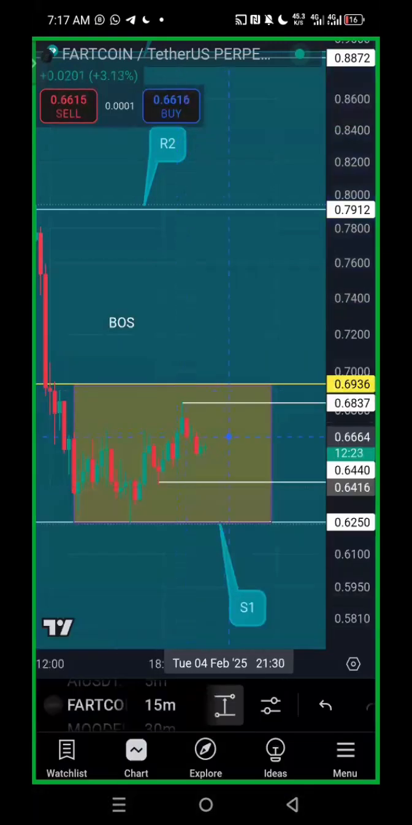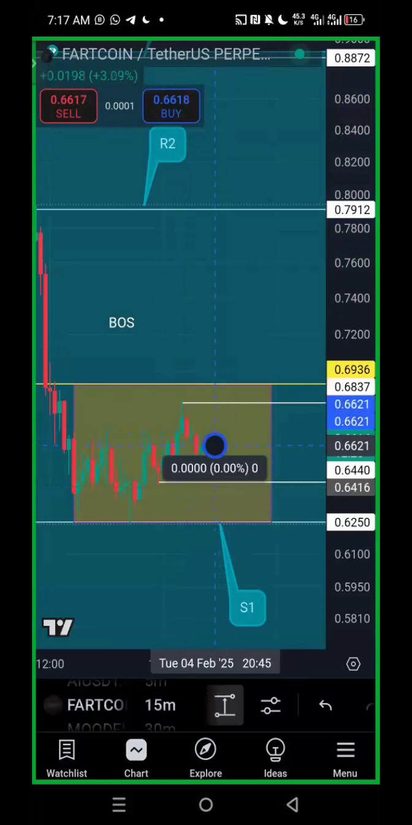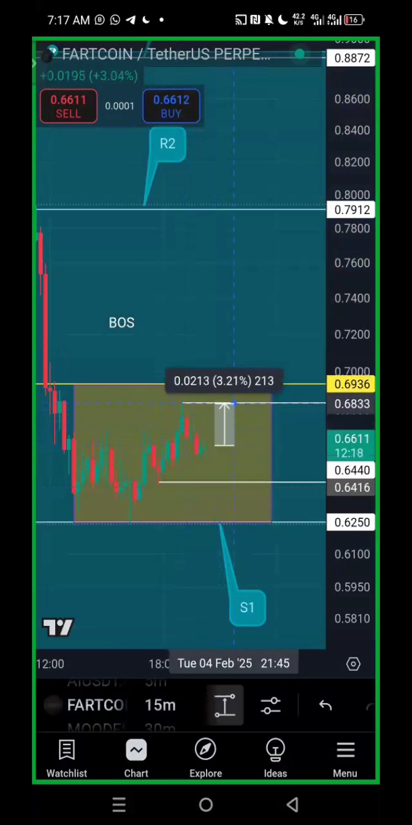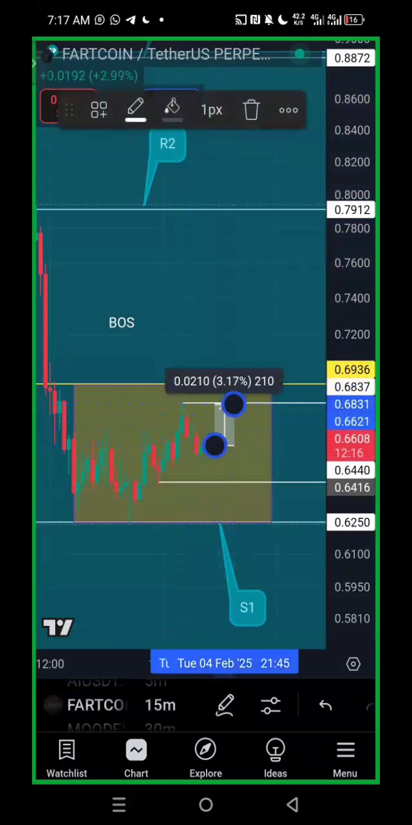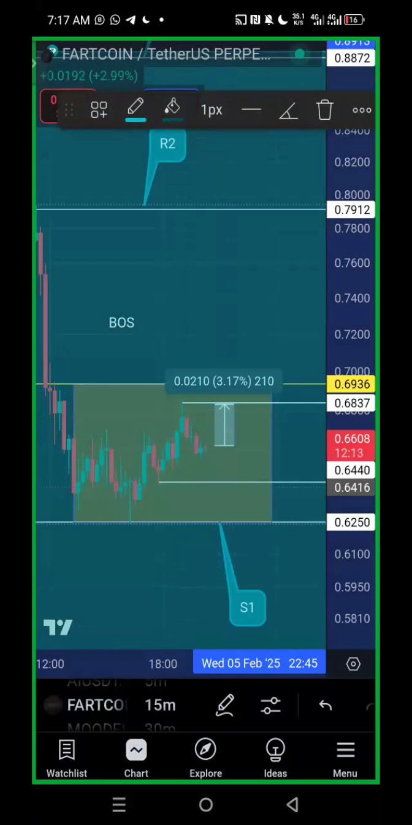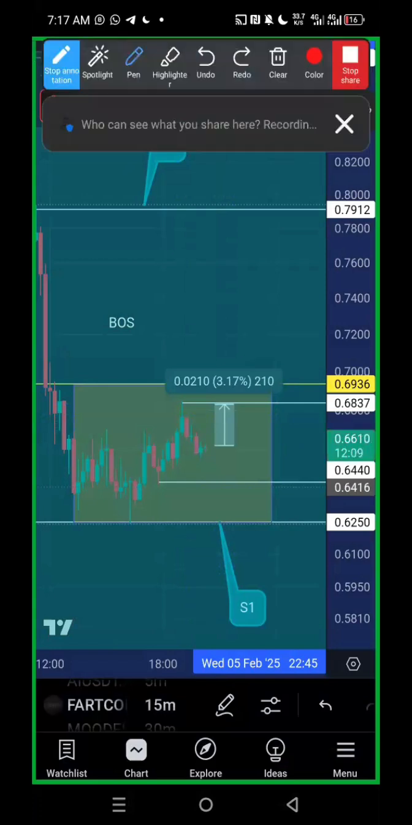Measure the distance, the difference between the current price and your first mini resistance. That would be your first take profit.